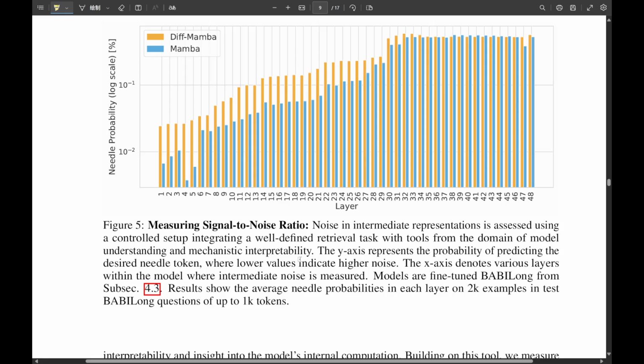Good question about scaling. They did do some medium-scale experiments pre-training a 370 million parameter model on a large dataset, about 50 billion tokens from the Pile. Interestingly, they found that the most effective setup at this scale wasn't purely diff Mamba blocks, but actually an alternation of standard Mamba blocks and diff Mamba blocks throughout the network.